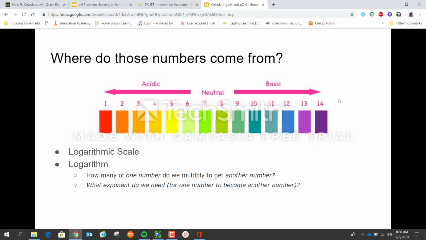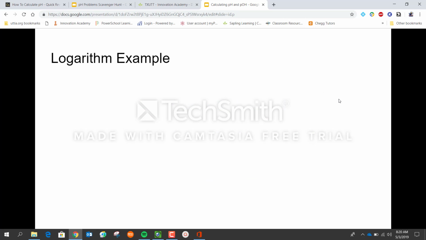So, for example, if I had an equation that looked like this, 10 to the x power equals 100, you already are thinking in your mind probably that 10 squared is equal to 100, and you're correct. 10 squared is equal to 100. The logarithm of 100 with a base of 10 is 2.